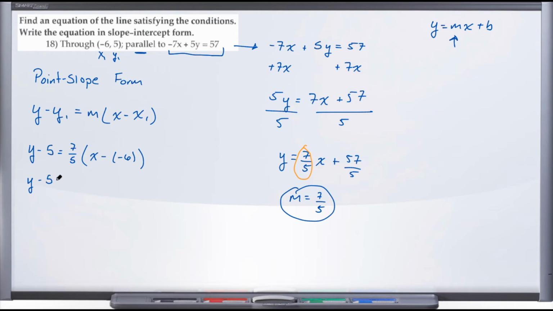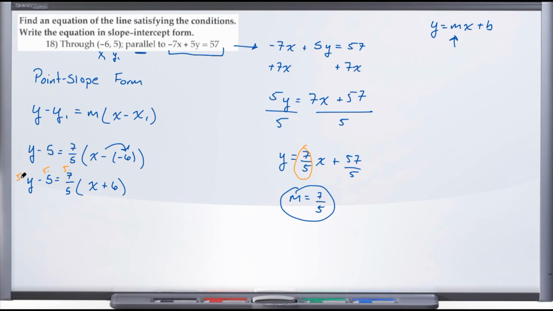All right, so let's clean this up a little bit. So we have y minus 5 equals 7 over 5 times x, and of course, when we distribute this negative through, we're really going to get x plus 6. From here, remember, we can do one of two things. We can either distribute this slope through our parentheses, or we can clear our fraction, which is what I've been doing for the past several examples. I'm going to do that here. So our common denominator is 5, and we're going to multiply this whole equation by 5.